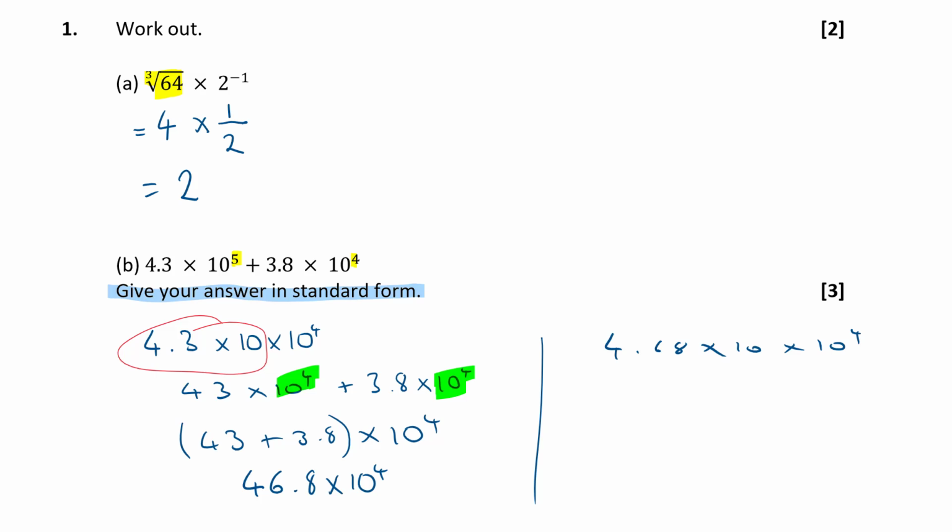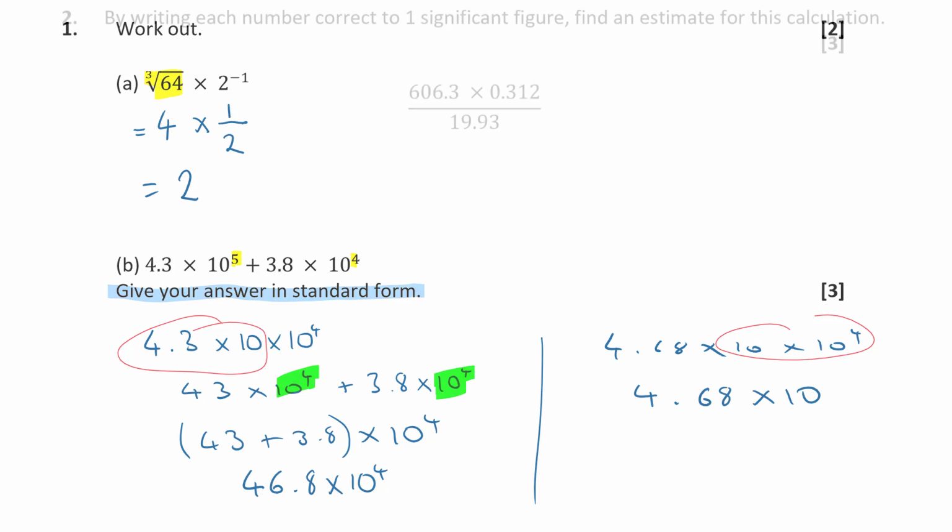And then what I can do is I can recombine it with this power at the end. 10 times 10 to the 4 is 10 to the 5. So my answer is 4.68 times 10 to the 5, isn't it?